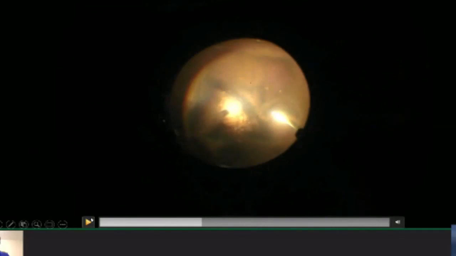Because of this structure, we cannot see behind the retina. So something is strange, but it's not the retina. Okay, this is not the retina. It's just a thick vitreous hemorrhage. Let's continue the surgery.